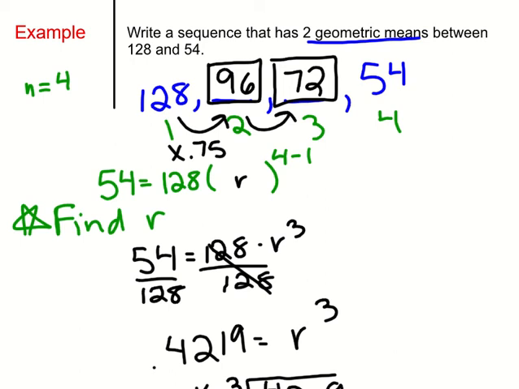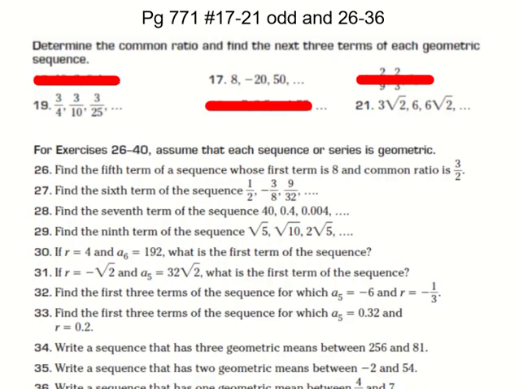Now, if you need to go back at any point and rewatch certain parts of this video, pause it so you can take down the notes. Be sure to do that. This is your homework for tonight. It is posted as a PDF on Schoology as well. It's page 771, number 17 through 21, only odds, and then 26 through 36. Tomorrow we're moving on to sequences.